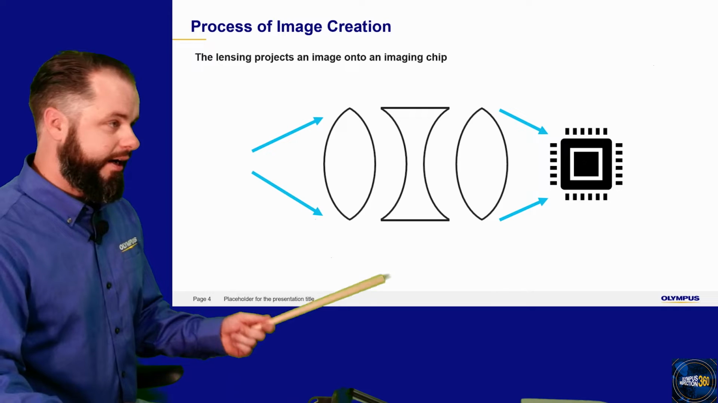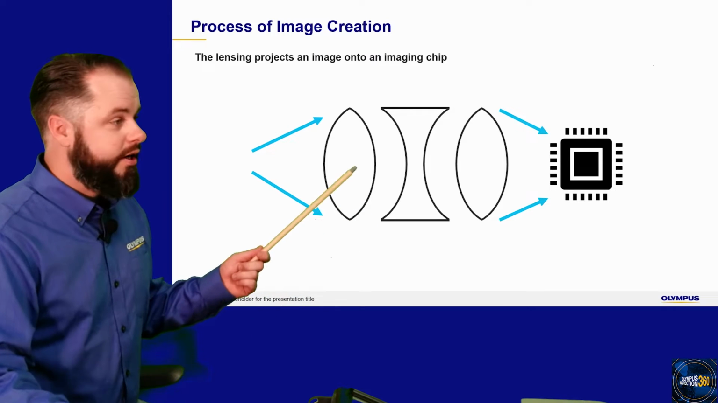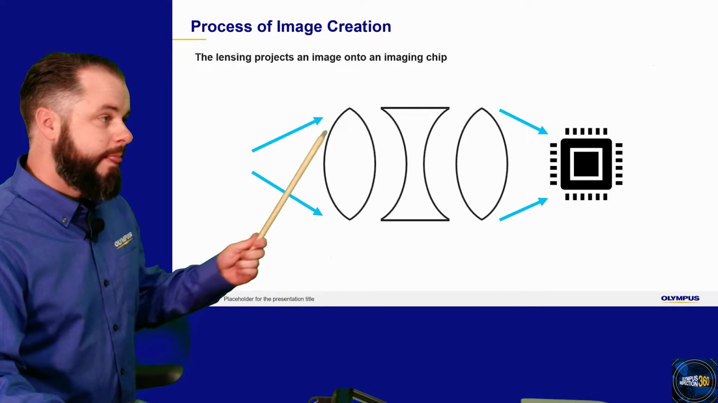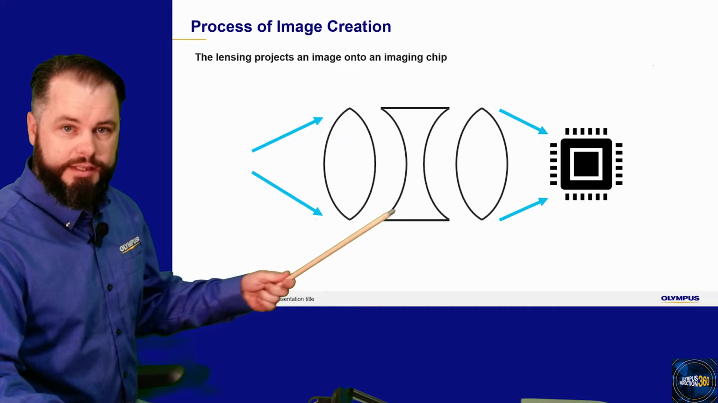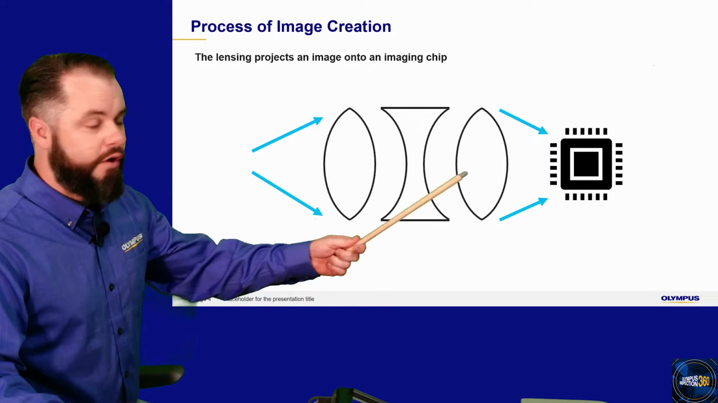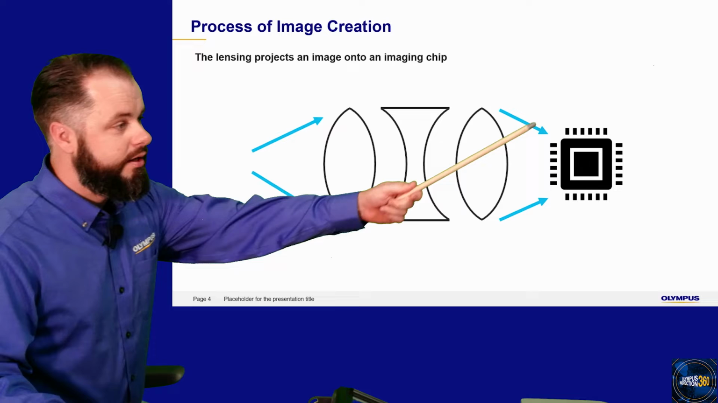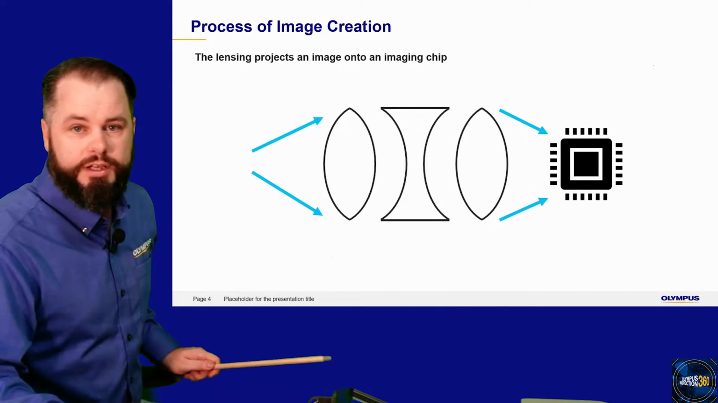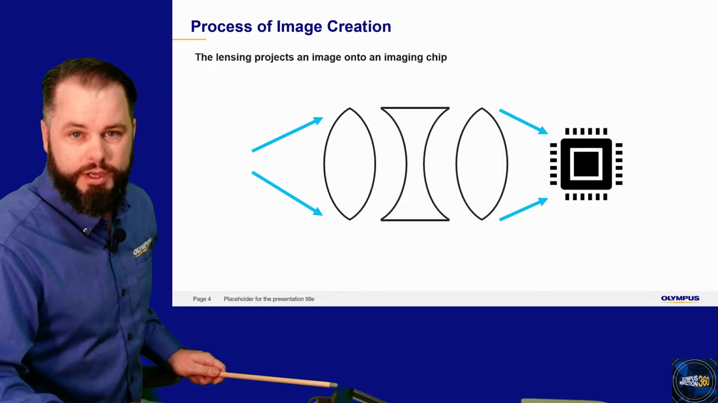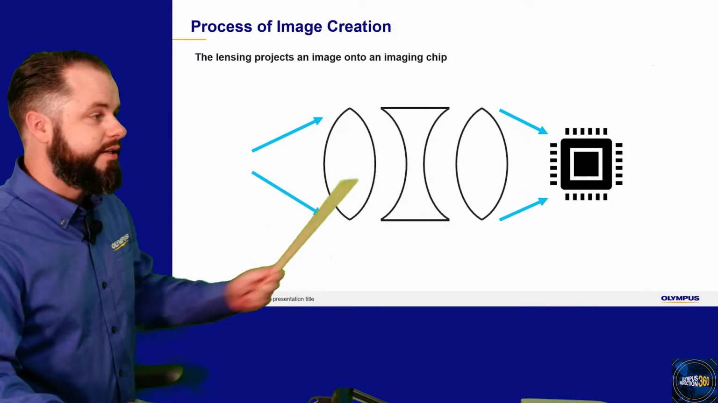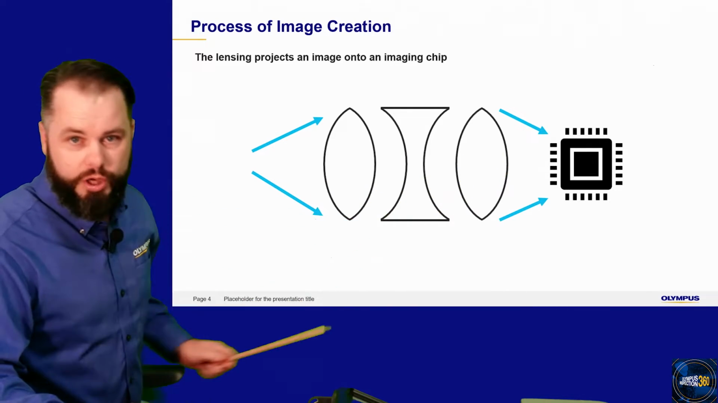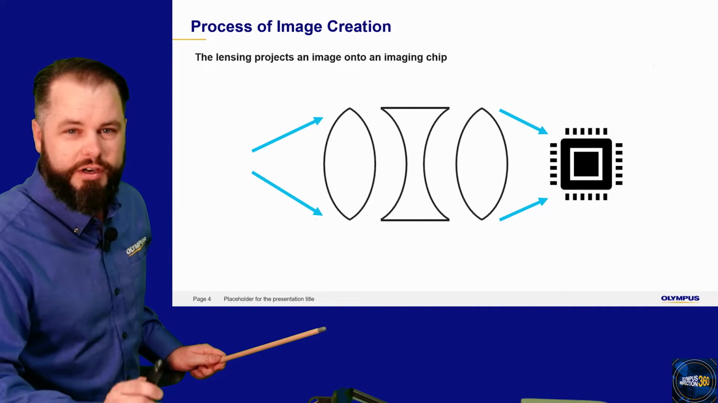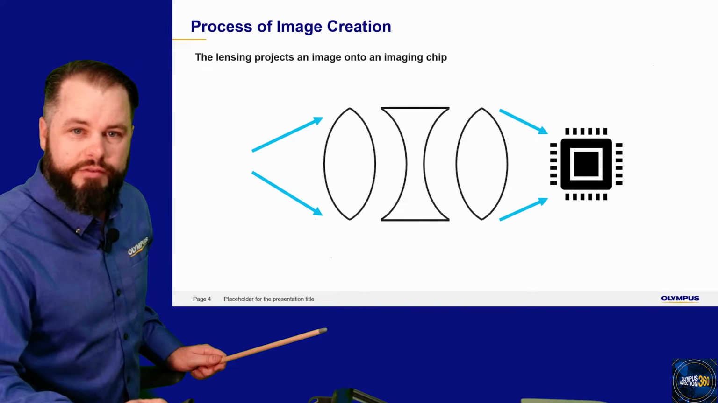The second step in the process is the light from that target collecting itself through the lensing, and then the lensing refocusing that light, projecting an image onto an electronic imaging chip, which, by the way, this lensing and the chip itself are all located in the distal end, the very small end of a video scope.